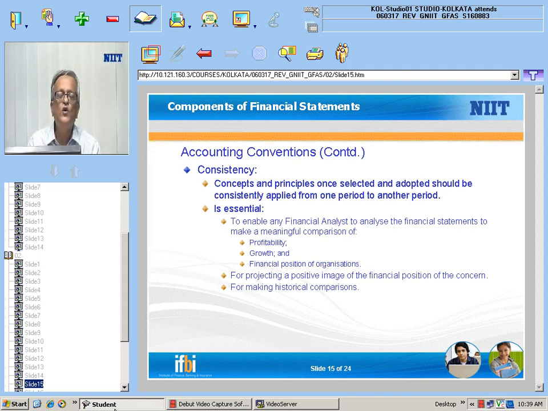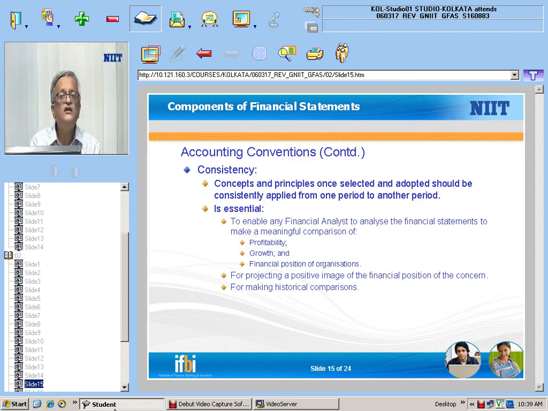Consistency, as already I told you, consistency means unchanging. You cannot change. If an accounting principle or accounting method has been followed by an entity, the same accounting method or accounting policy has to be consistently followed from one accounting period to the next. That means an entity cannot go on changing the accounting method. This year it is adopting one method, next year it will adopt another method, next year it will adopt some other method. That is not allowed.